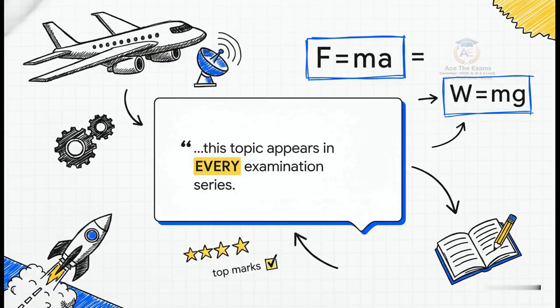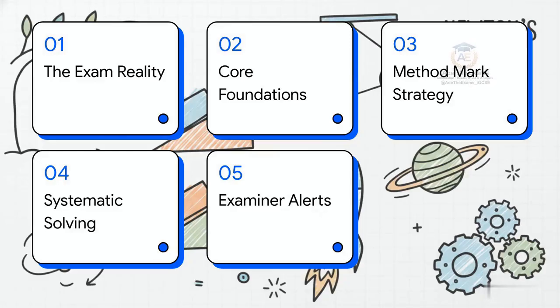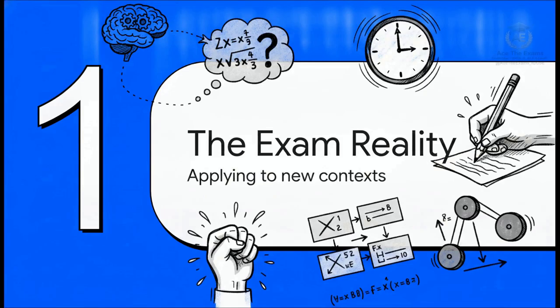So to manage that test anxiety, we're taking a structured 5-point flight path straight into the mind of the principal examiner. We'll start with the exam reality, move into core theoretical foundations, outline the method mark strategy, tackle systematic problem solving, and finally look at the top 3 examiner alerts. Let's get to it. Section 1. The exam reality, decoding the cognitive domains.